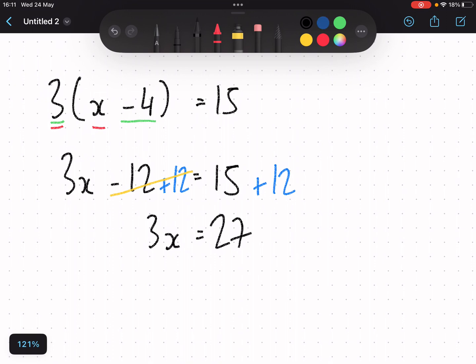x multiplied by something is 27. x multiplied by 3 is 27, sorry. So to get rid of the multiplied by 3, divide by 3. If you divide by 3 on the left-hand side, you need to do the same thing on the right-hand side. So your 3s cancel, and you're just left with x equals 9.